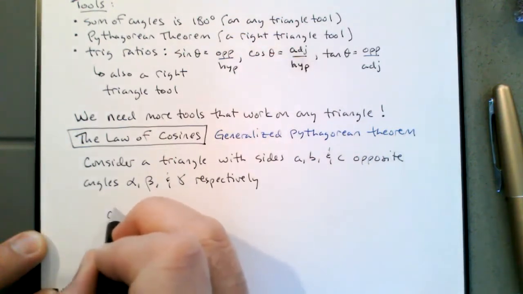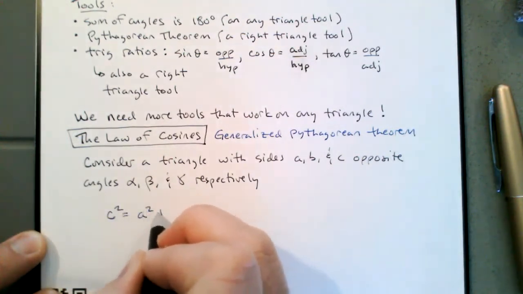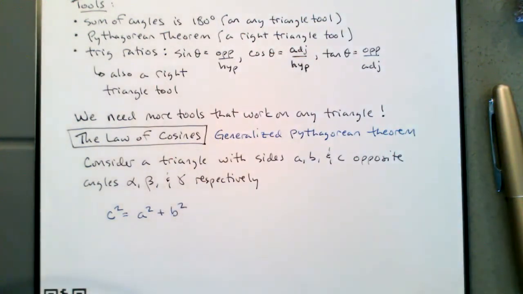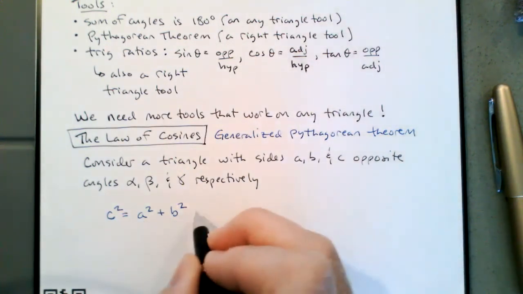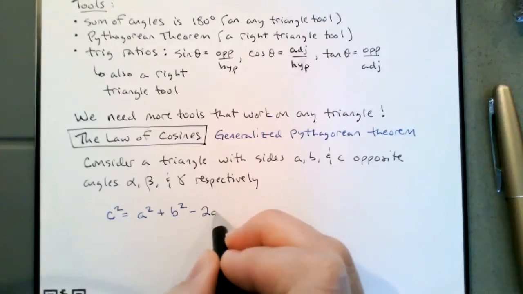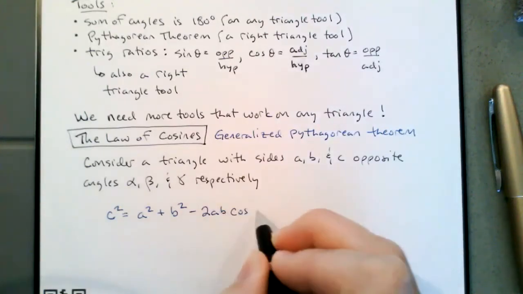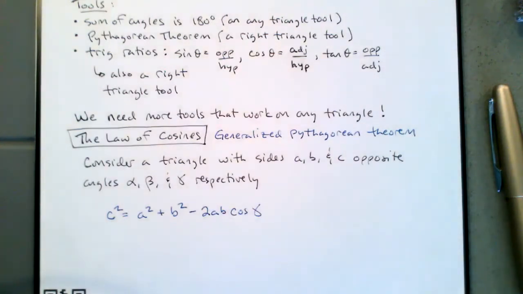c squared is a squared plus b squared. Now at this point you're thinking, hang on, this looks like the Pythagorean theorem. And it does. But the law of cosines has another term in it. c squared is a squared plus b squared minus 2ab cosine of gamma. There's the extra term for the law of cosines.